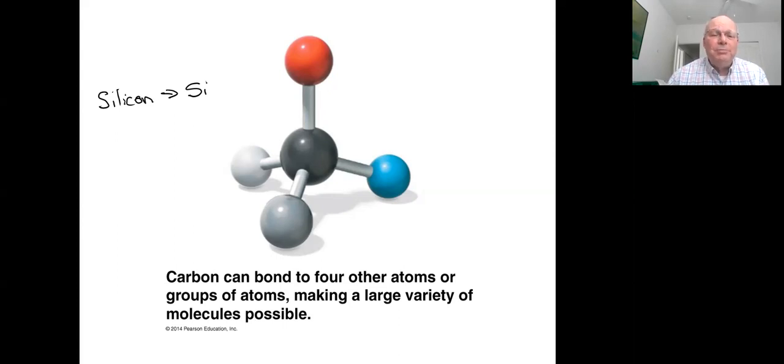So the question then becomes, if silicon can do this, why doesn't silicon form the basis for life, or potentially form the basis for life? What is it about carbon that means it can do it, but silicon can't? Well, the answer lies in comparing a covalent bond between 2 silicon atoms versus a covalent bond between 2 carbon atoms.